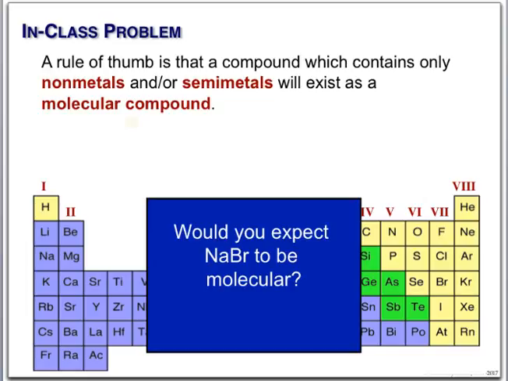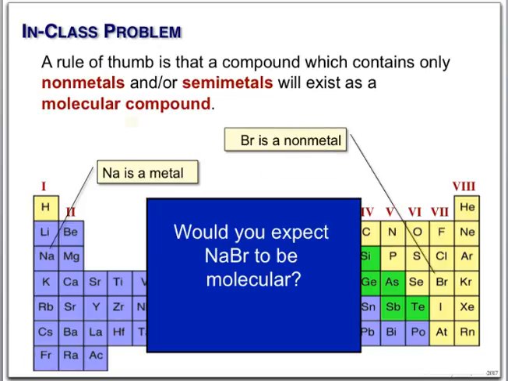Sodium bromide. Sodium. Remember, sodium isn't S, it's Na, right there. And it's a metal, isn't it? Yeah. What's our rule? If we got a metal, it's ionic.